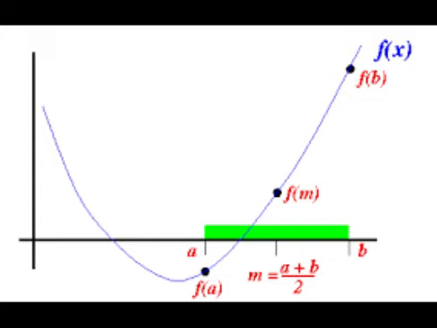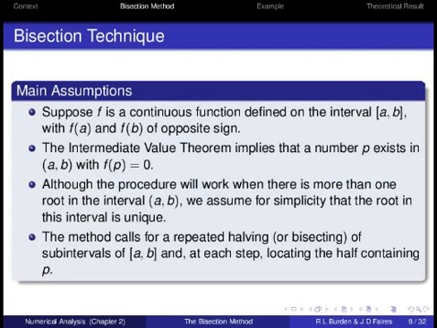The intermediate value theorem says that C is any intermediate point. The speciality is that C is the midpoint of that interval. Suppose a continuous function f defined on AB is given with f of A and f of B of opposite signs. By the IVT, the intermediate value theorem, there exists a point P that belongs to AB for which f of P equals 0. It will be assumed that the root in this interval is unique.